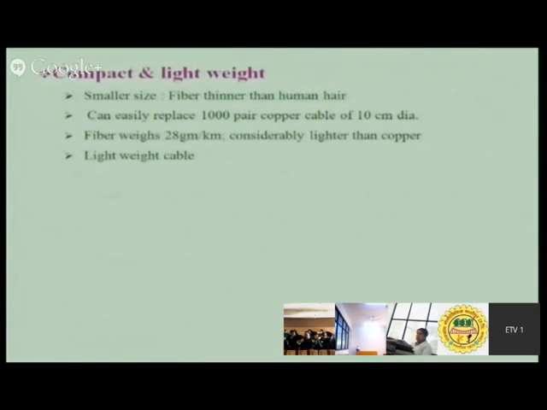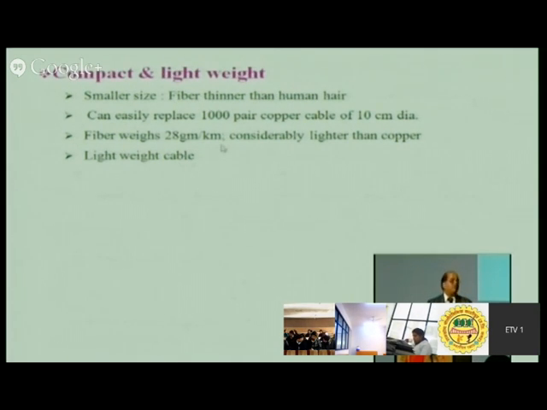Then compact and lightweight cable. The optical fibers are very small in size. The fiber is thinner than the human hair, 10 micron. So the signal will travel in the 10 micron diameter. They can replace 1000 pair copper cable. A single optical fiber can replace a 1000 pair copper cable.